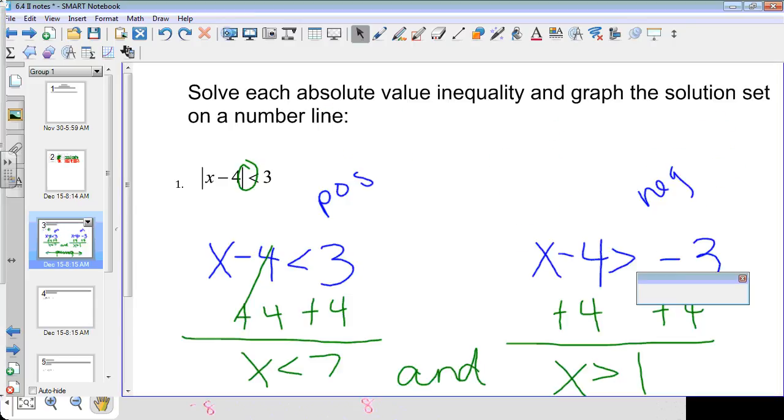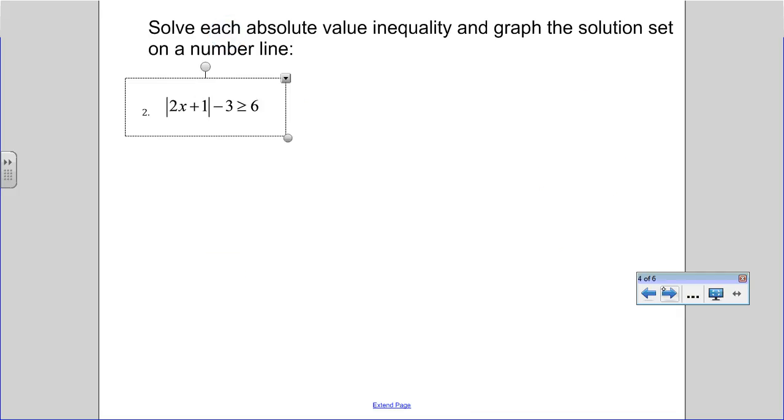All right, let's take a look at the second one. I have the absolute value of 2x plus 1, minus 3, is greater than or equal to 6. Now, those of you here on Friday have a little bit of an advantage, because what do we know we have to do first and foremost in this problem? What's our very first step? Alex? You have to get the absolute value by itself. So I heard someone say get rid of that 3. I'm subtracting 3, so how do I get rid of it? Add 3.